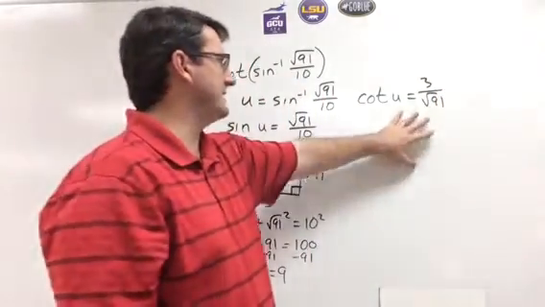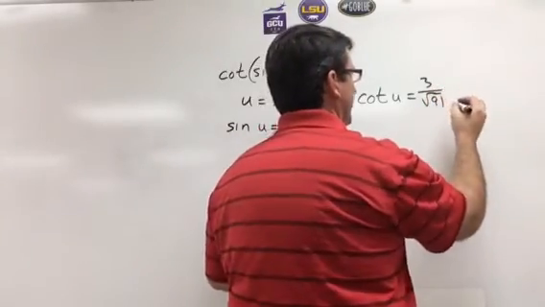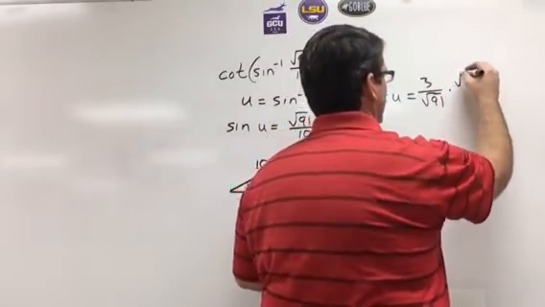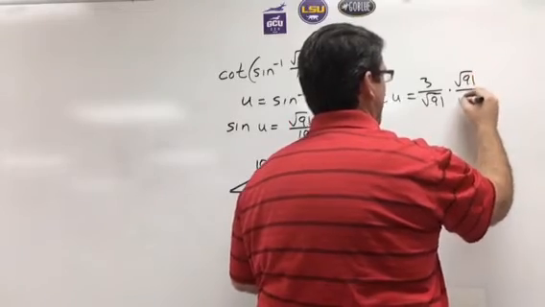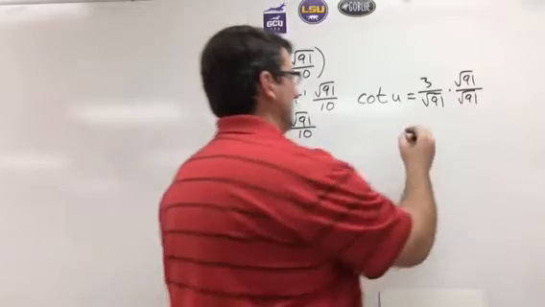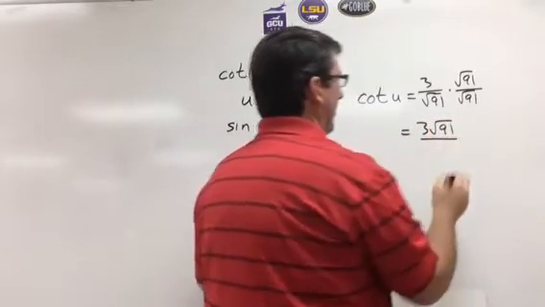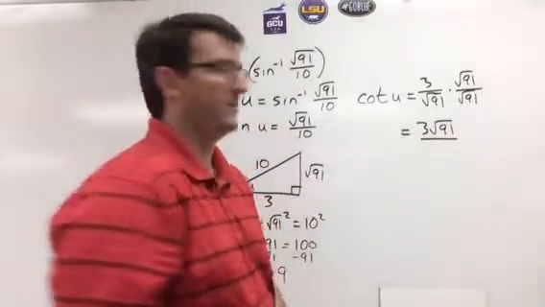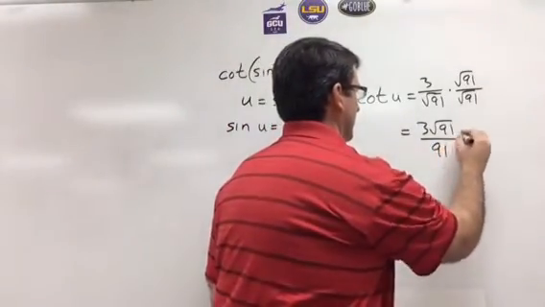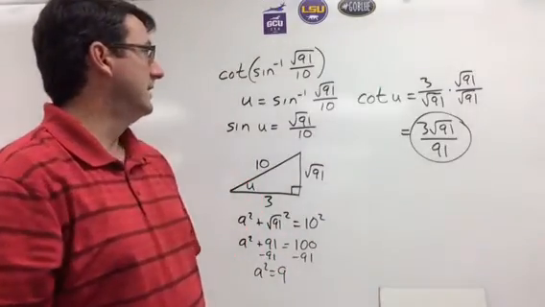But we don't want to leave this looking like that. We want to rationalize our denominator. So let's multiply by the square root of 91 on both the top and the bottom. What we're left with is 3 times the square root of 91 over the square root of 91 times the square root of 91, which is just 91. And that is our answer.